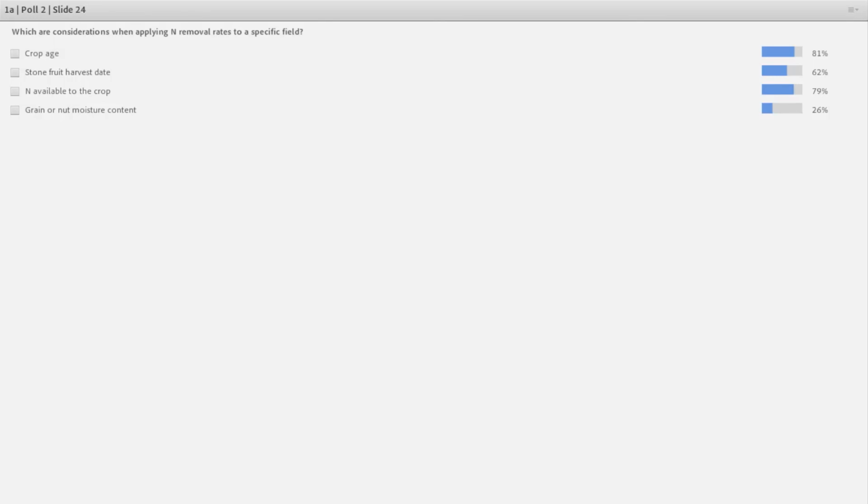Is green or nut moisture content a consideration? In a sense, yes, right? Because with grains and nuts, you tend to have a standard moisture content, and if the N removal rate is tied to that standard moisture content, your numbers need to be expressed in that standard moisture content. So in general, it tends to be taken out of the equation because it's already built into the N removal coefficient. All right. So I put that in so that we could mention that.